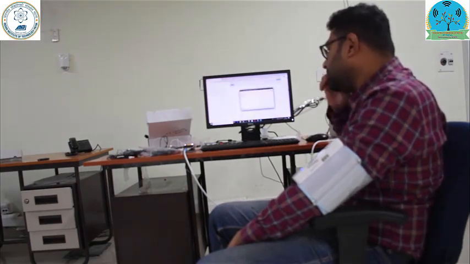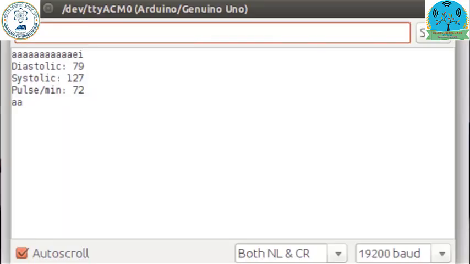You can see that for a normal human body, the blood pressure range is 120 by 80. So the systolic pressure is approximately 120 and the diastolic pressure is approximately 80. This device measures three things. First is your diastolic, which in my case you can see is coming as 79. The systolic is 127 and the pulse rate is 72.